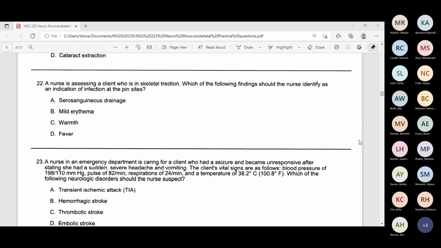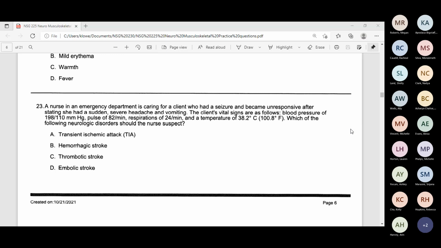Okay, thank you. You're welcome. Yeah, and they like to use warm a lot. So warm is normal. If it said reddened or edematous or hot to the touch or something like that, that's going to be abnormal. But warm is considered normal.